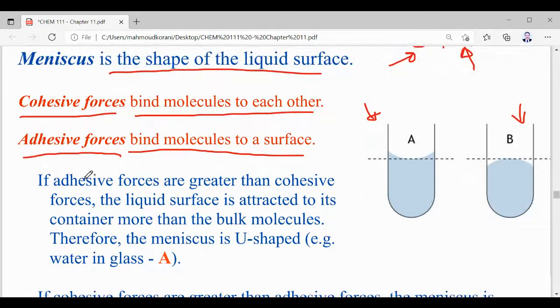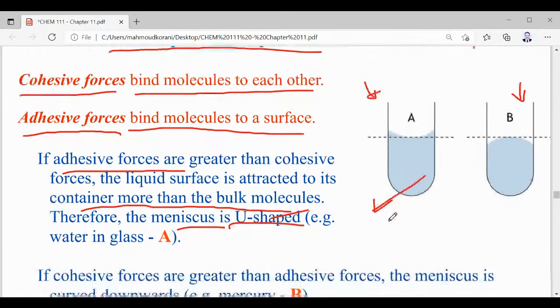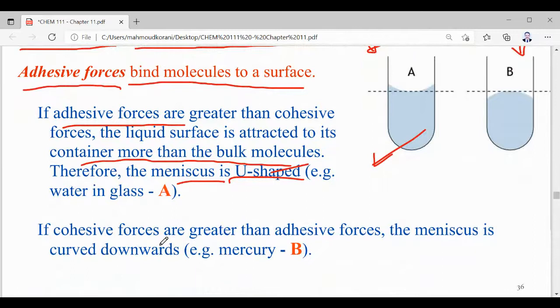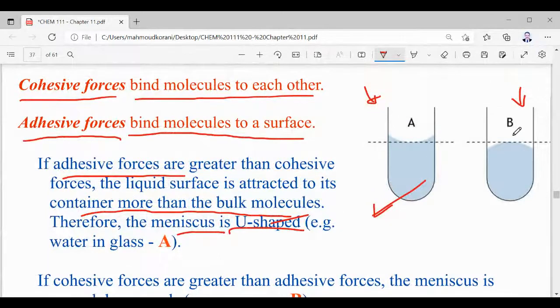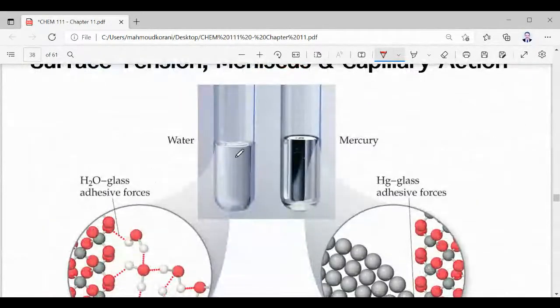If adhesive forces are greater than the cohesive, the liquid surface is attracted to the container more than to the bulk molecules, and the meniscus is U-shaped, like water in a glass capillary tube. The other way around, if the cohesive forces are greater than the adhesive forces, the meniscus is curved downward, like mercury in glass, as in the capillary shown in figure B.